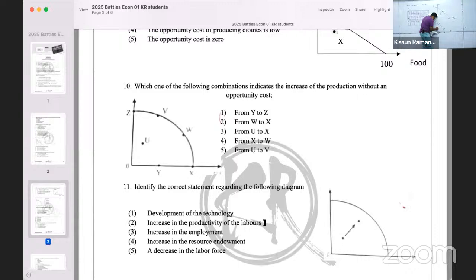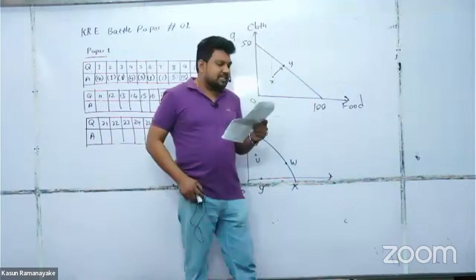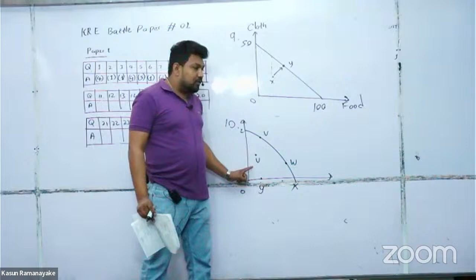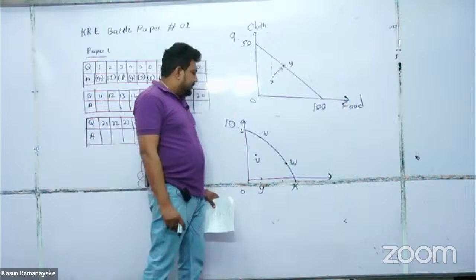Look at it one by one. Look at the board now. Which one of the following combinations indicates the increase in production without opportunity cost? It should be a movement of a point from inside the PPC towards the PPC, then the opportunity cost becomes zero, right? One by one, from Y to Z. Okay, Y to Z, but Y is here, Z is here. It is greater than what?